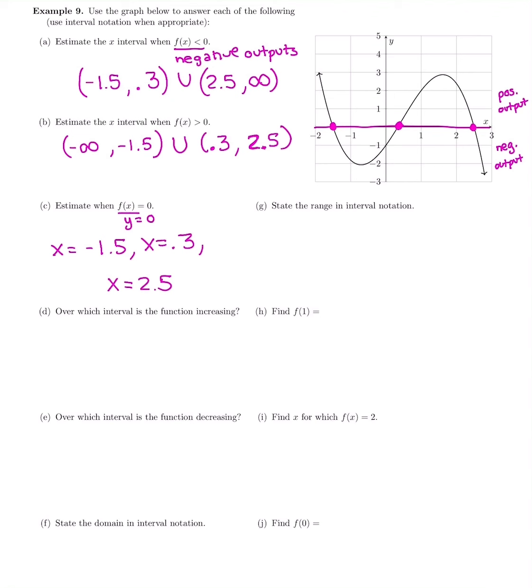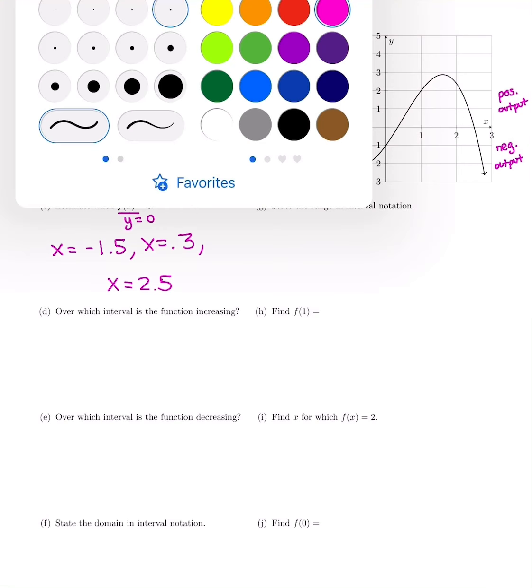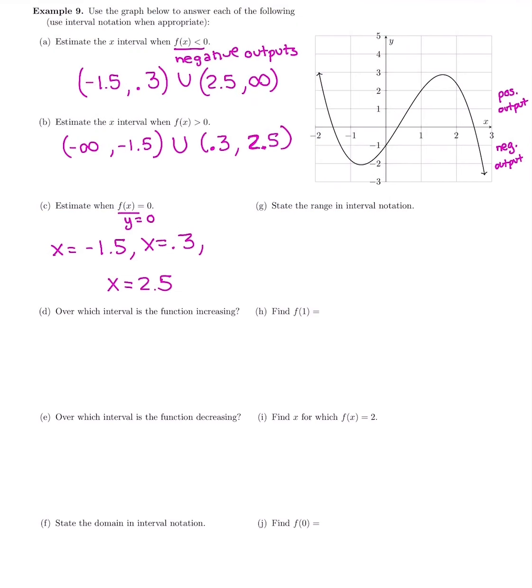Now we're going to switch gears. We're not splitting up the x-axis anymore. Those are for outputs. The next part asks, where is it increasing? So for increasing and decreasing, you're tracing the graph left to right. So first part, when I trace this graph, I want to figure out, am I rising or am I falling? So read it just like English, left to right. As I trace this graph, I'm going down. So I'm going to label this with a negative. That stands for decreasing.